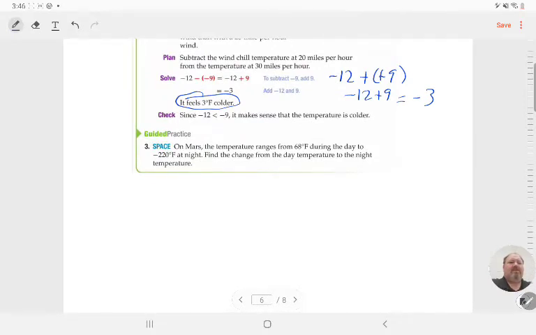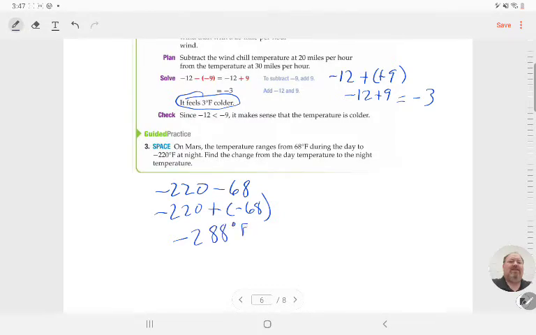Okay, so on Mars, the temperature ranges from 68 degrees Fahrenheit during the day to -220 degrees Fahrenheit at night. Find the change from the day temperature to the night temperature. So I would start with the night temperature and subtract the day temperature, and that would give me the degrees that we fluctuated. Okay, so they have the same sign, so I could rewrite this like this if I chose. And now I just add them and keep the sign.